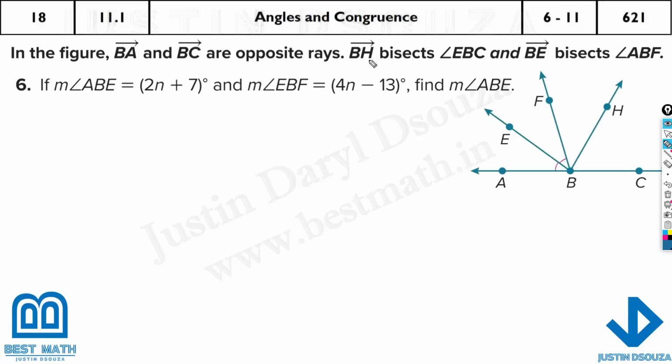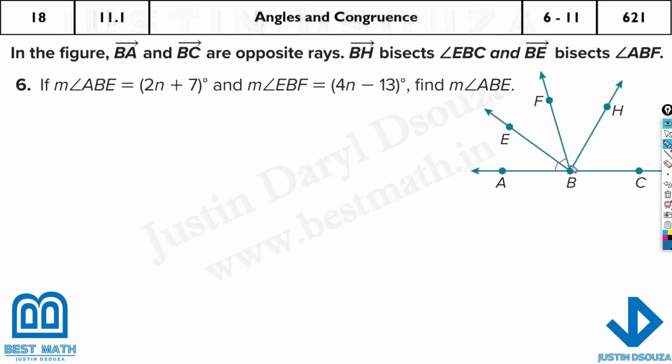Okay, and what next? BH, where is BH? This line bisects EBC. So if this line is bisecting, then EBC is this whole thing, right? Where does it bisect? Over here, BH. So this part is equal to this part. Why? Because BH is the angle bisector. Whenever something bisects, it cuts into equal parts. Imagine this was, say, 120 degrees, then this would be 60, 60. So that is the definition of bisection.